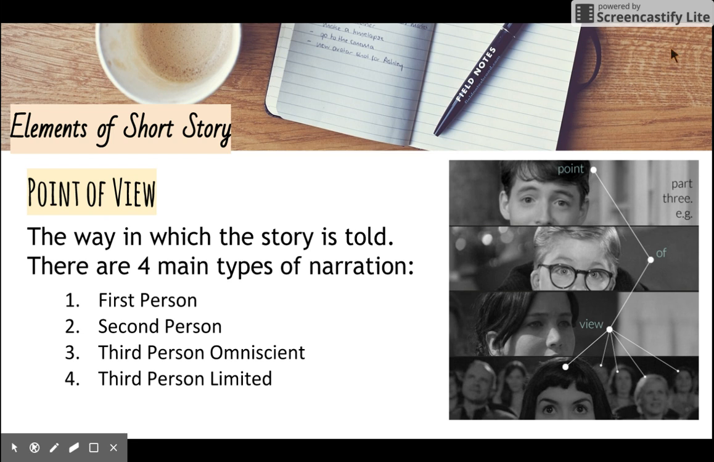Lesson 4 for our study of short story is going to take a look at the narrative point of view. And this is the way in which the story is told. So there are 4 main types of narration. There's first person, second person, third person omniscient, and third person limited.